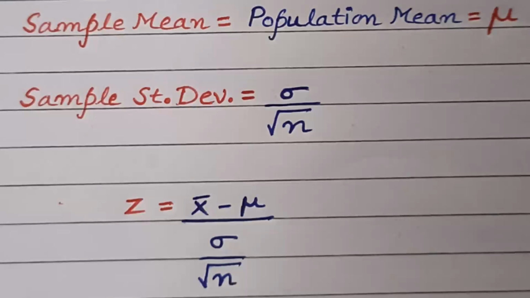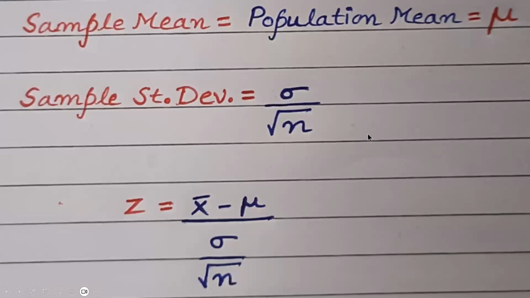Now, these are the outcomes of the central limit theorem. The sample mean will be equal to the population mean, if we have an adequate sample. The sample standard deviation will be equal to the standard deviation of population divided by the square root of n, where n is sample size. And finally, our Z statistic. This is the formula we know: sample mean minus mu divided by standard deviation over square root n. So these were the outcomes of the central limit theorem.